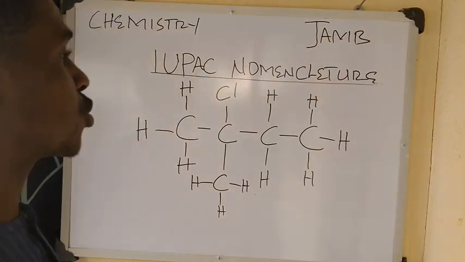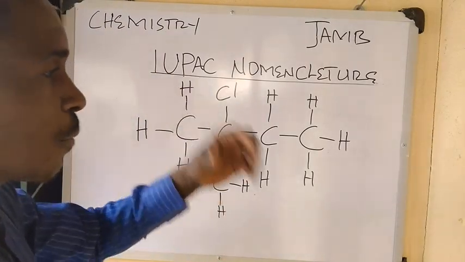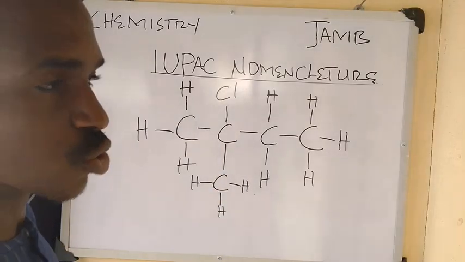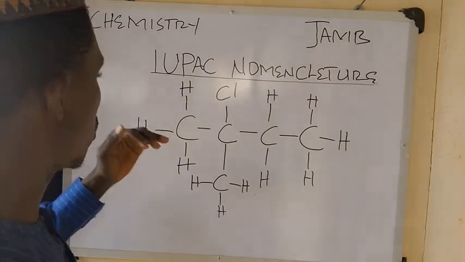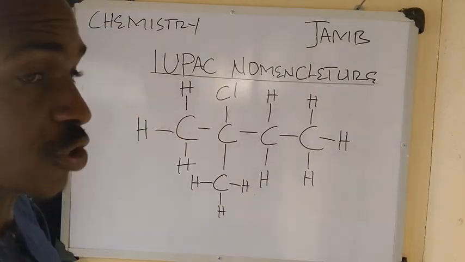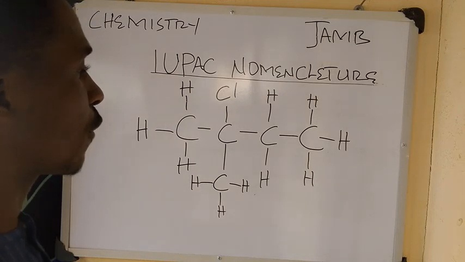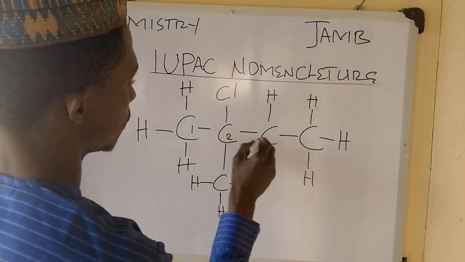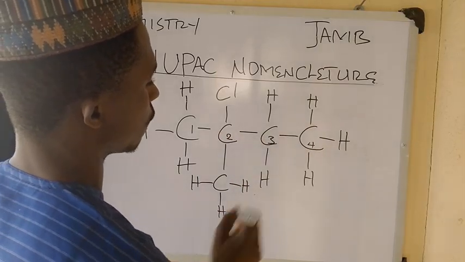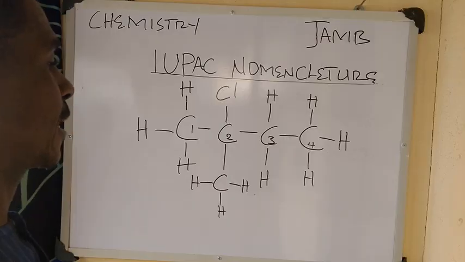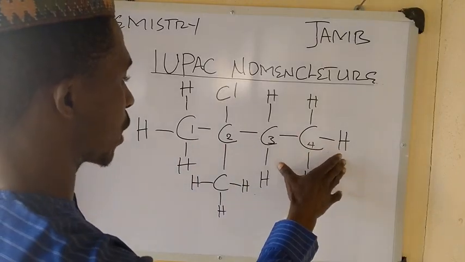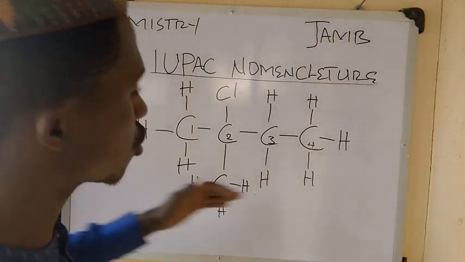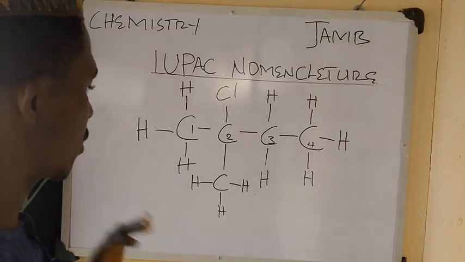So after choosing the longest continuous carbon chain, rule number 2 is saying what? We should number the longest continuous what? Carbon chain. So if I want to number it now, I can say 1 here, 2 here, 3 here, 4. So can you see that the longest chain here is 4 carbon atoms? So that's good. If you choose your longest chain and you number it, you are there.